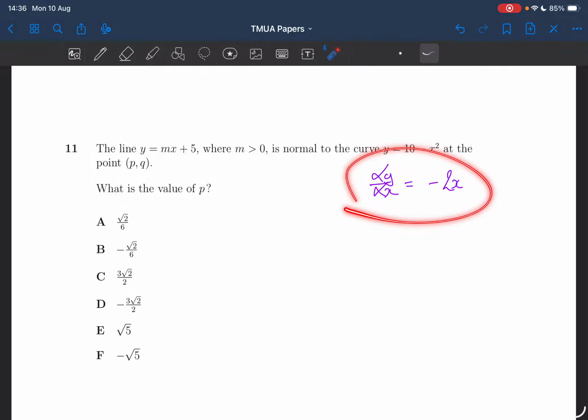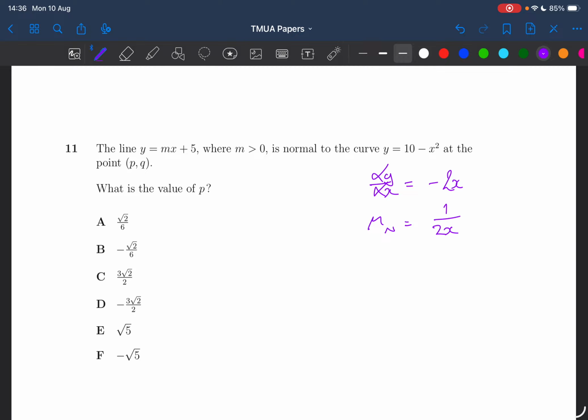So that's the tangent. If you think about it, what's the actual gradient of the normal going to be? It's going to be minus 1 over that. So the negatives will cancel, and we'll have 1 over 2x. That is our m whenever we put in any x coordinate for our graph. So this should be at the point PQ.